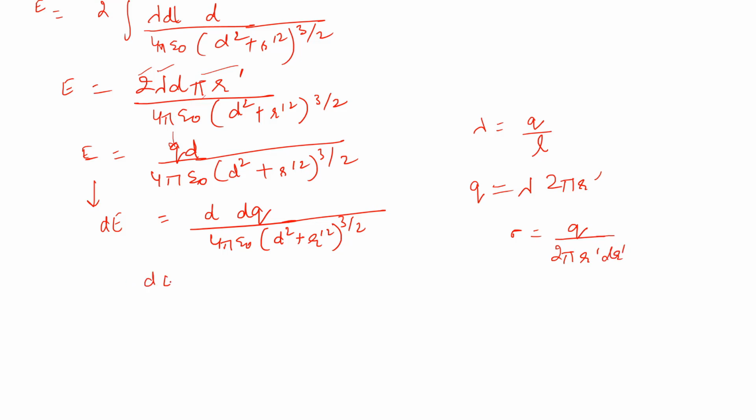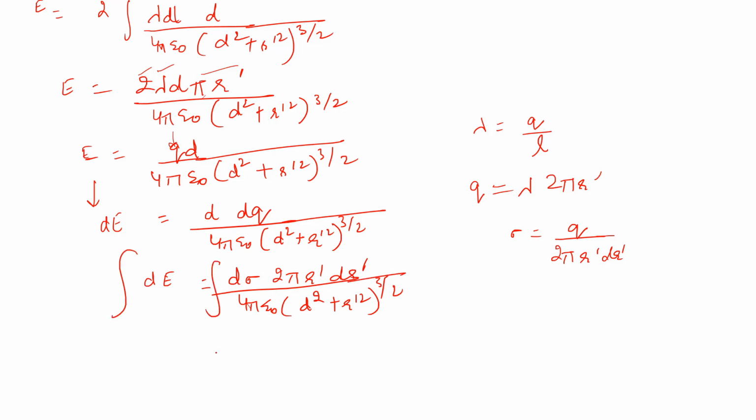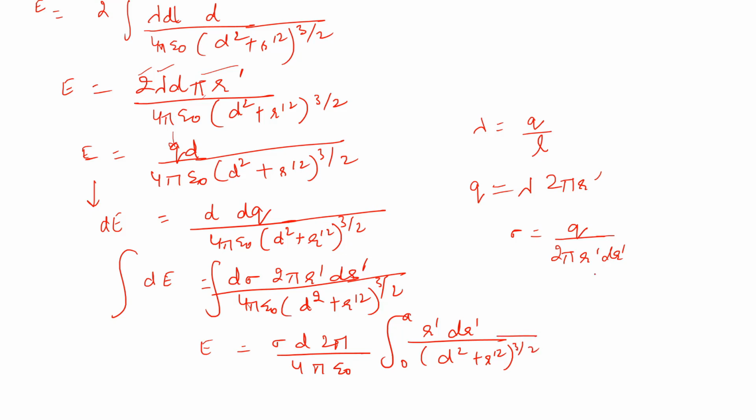Now put here, so it will be sigma 2 pi r dash dr dash, and this d over 4 pi epsilon naught, d square plus r dash square to the power 3 by 2. So integrate this dE. It will become E is equal to sigma d 2 pi over 4 pi epsilon naught, integral from 0 to a of r dash dr dash over d square plus r dash square to the power 3 by 2. Put r dash is equal to d tan theta.